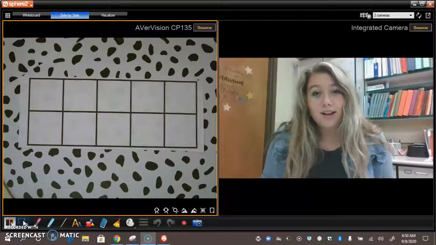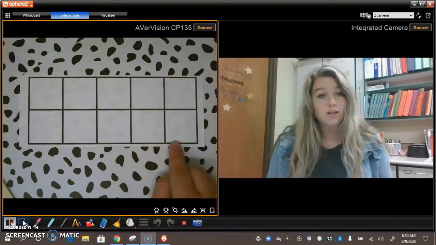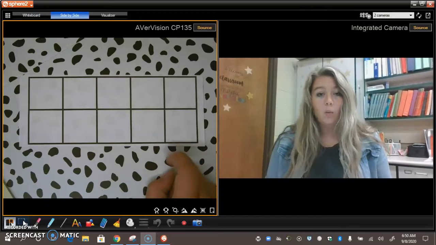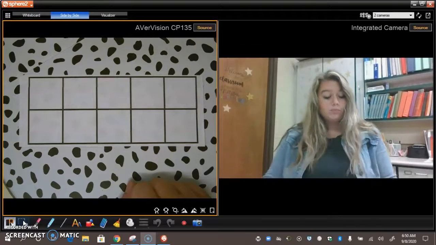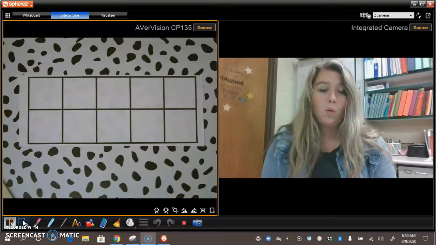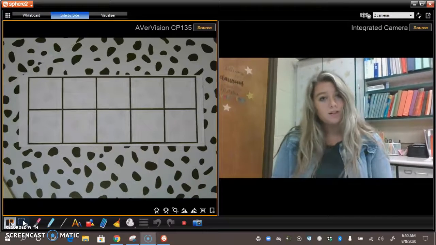Hello, boys and girls. Today we are going to talk about even and odd numbers. So we are going to use this 10 frame to talk about what an even number looks like and what an odd number looks like. So first I want you to think about what is a pair. What does it mean when we say we have a pair of something?